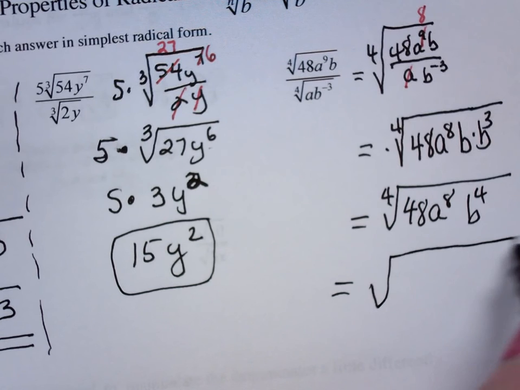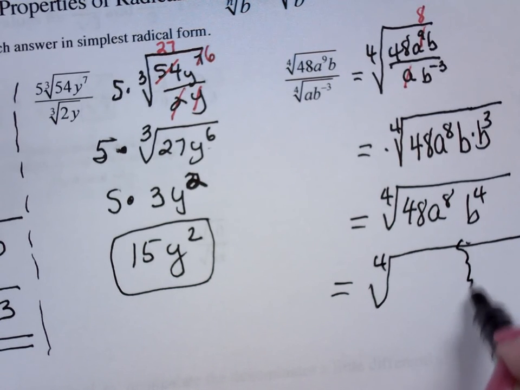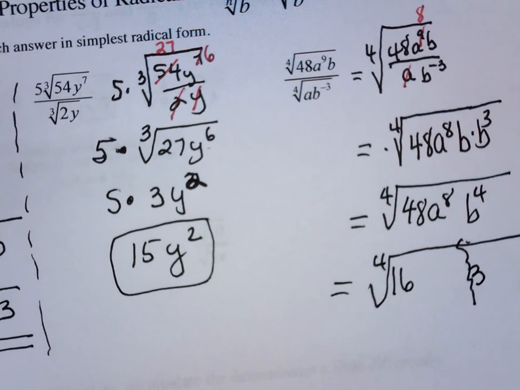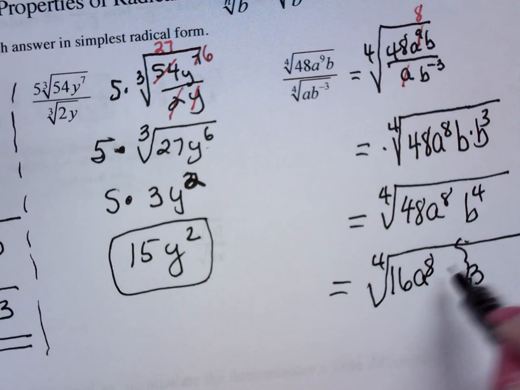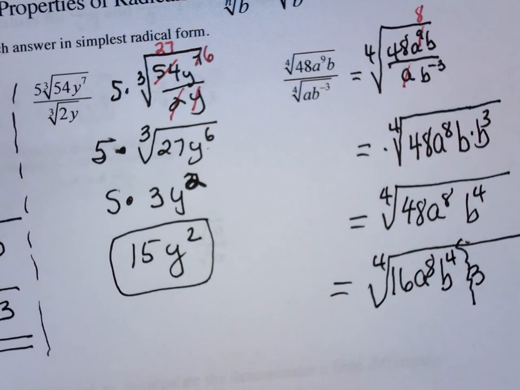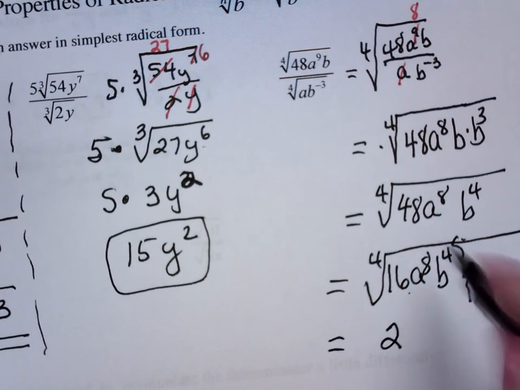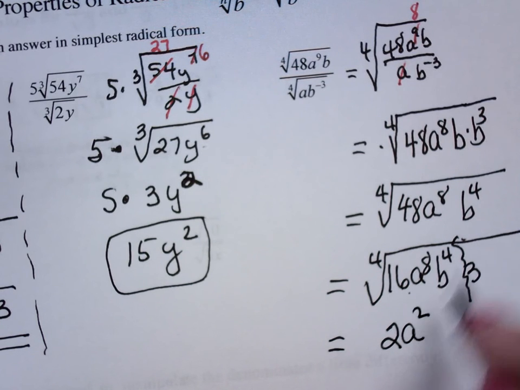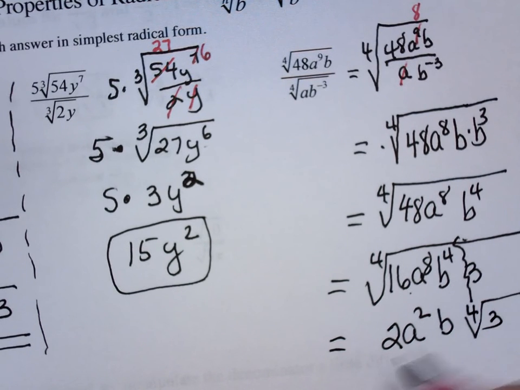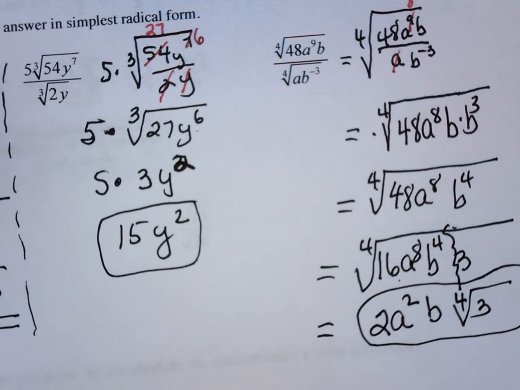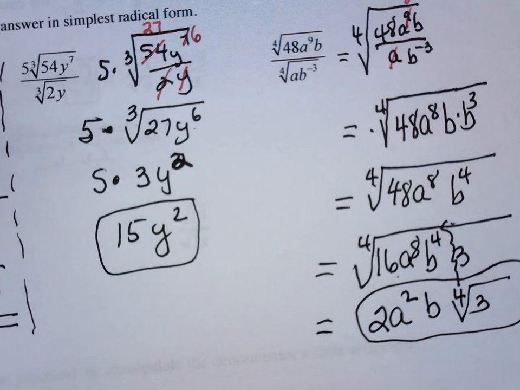Which is the 4th root. 48 is the 4th root of 16 and 3. A to the 8th is a perfect 4th, and b to the 4th is a perfect 4th, because the exponents are divisible by 4. 4th root of 16 is 2. A to the 8th is a squared. B to the 4th is b. And the 4th root of 3. See what I mean? Unpleasant. Not particularly much fun.